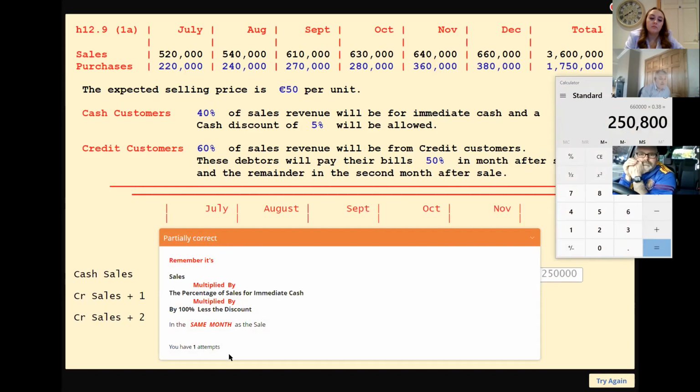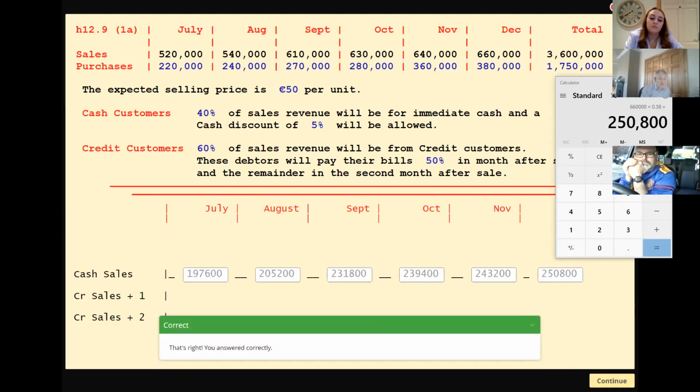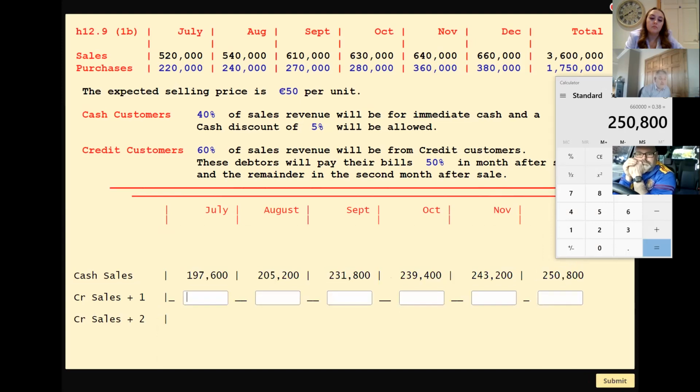about working it out, and it gives me another attempt to do it. So I'm going to try again, and I go through it now. That should be an 800, and I get the green thing that confirms I'm okay, and I can move on to the next one.